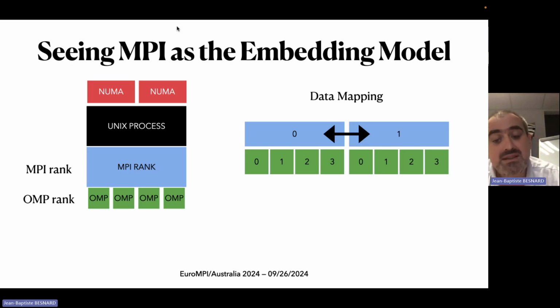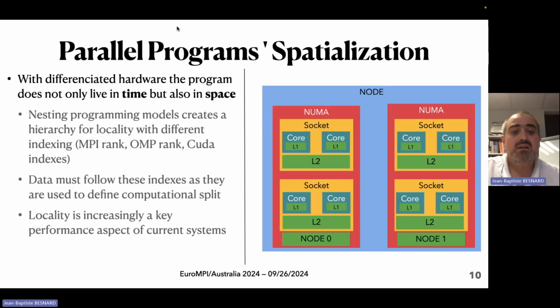And so is data mapping. Here on the right, I illustrate a linear segment of data. When you program this, it will be indexed first with the MPI rank and second with the OpenMP rank, leading us to this notion of nested programming model. As such, parallel programs are, as of now, spatialized using a nested programming model. In this simple example, I show MPI plus OpenMP. And of course, we have CUDA, which is already an important programming model now.